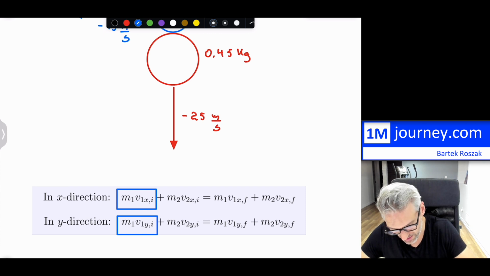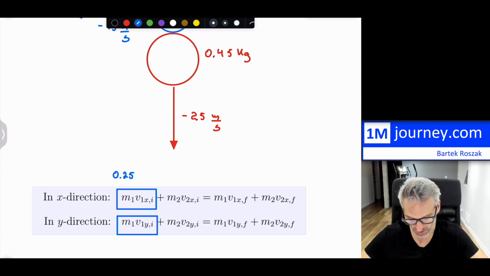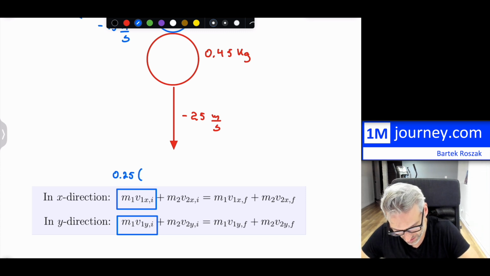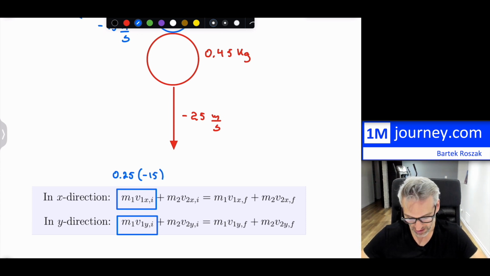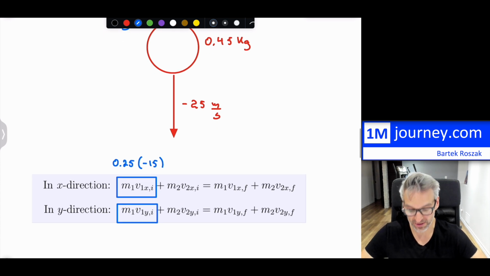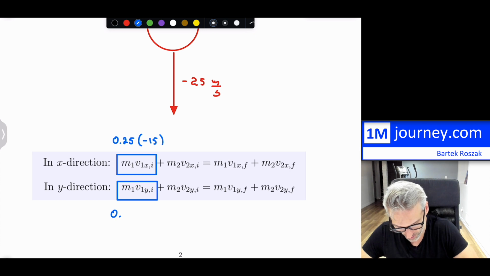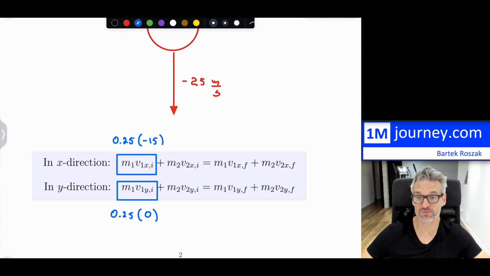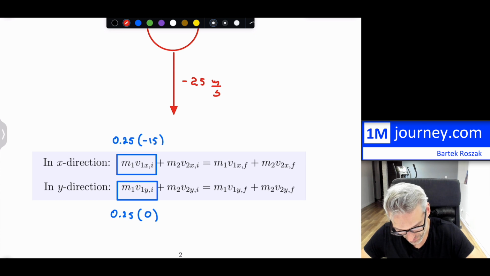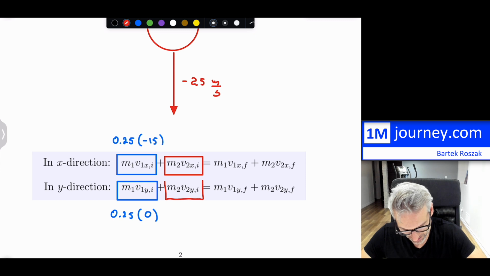So for instance, the mass number 1 is going to be 0.25. Notice that's in metric standard units. And then the velocity is negative 15 meters per second. I'm dropping the units in here. So I know that that is the case. Now, with regards to the y component, it has no y component. So this is 0.25, and our speed in the y component is 0. So check mark, that's my x and my y. Now, if I look at my second object, that would be this right here, and this right here.